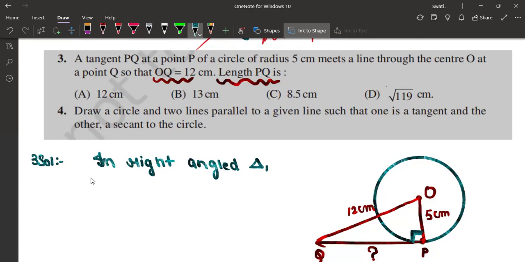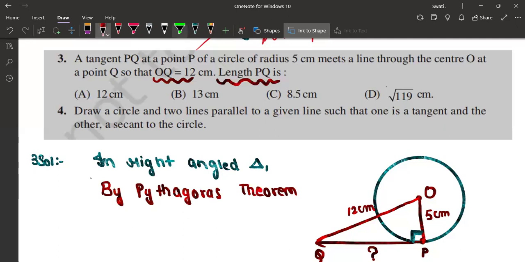Yes, Manya. In a right angle triangle, which theorem can we use? Can we not use the Pythagoras theorem? Correct. By Pythagoras theorem, do you see one thing? You have the length of the hypotenuse given, you have the length of the perpendicular given, and all you need to find is the length of the base. Do you agree, Anjali?